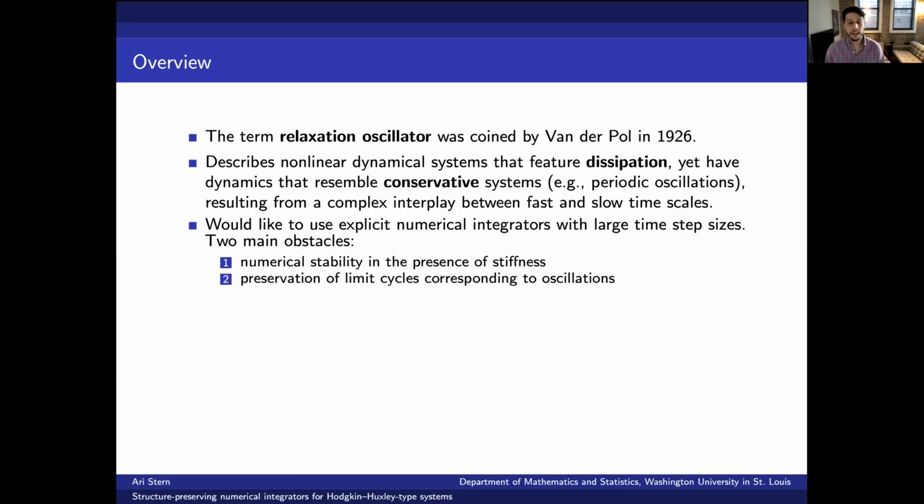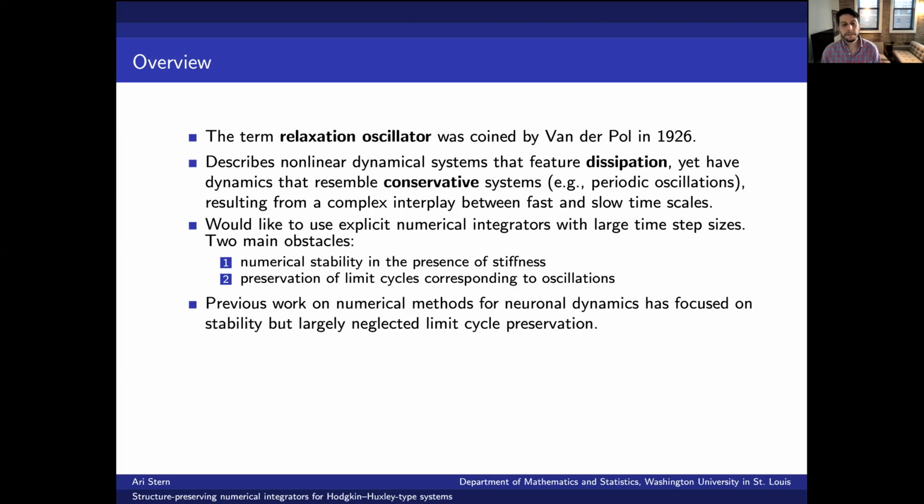And on the other hand, you have the question of preserving limit cycles that correspond to these oscillations. These limit cycles describe the dynamics that we're interested in, which is the spiking of neurons. So even if our method is stable, if we don't get this limit cycle right in our numerical method, we will not get meaningful results.